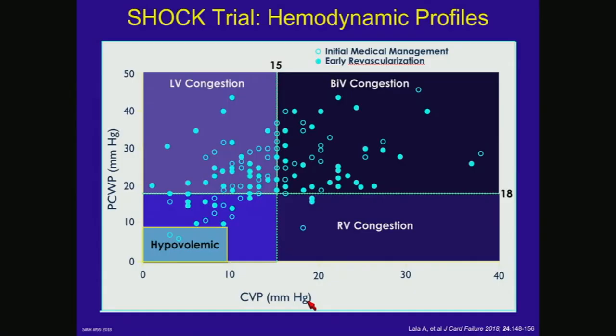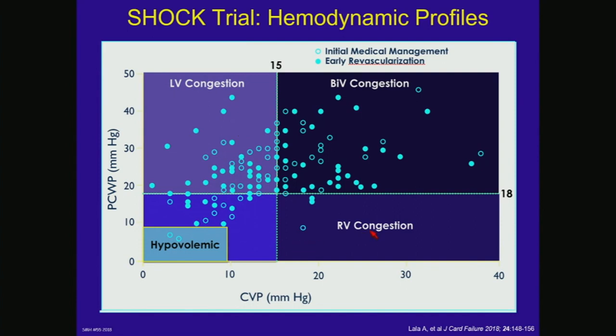And that sort of has evolved to this. This is hemodynamic profiles from the SHOCK trial. Again, similar data, but this is now left ventricular pressure over here and right ventricular pressure over here. If they're both low, it's either normal, or if they're really low, the patient's hypovolemic. If the left side pressures are high but the right side pressures are normal, you've got left ventricular congestion.